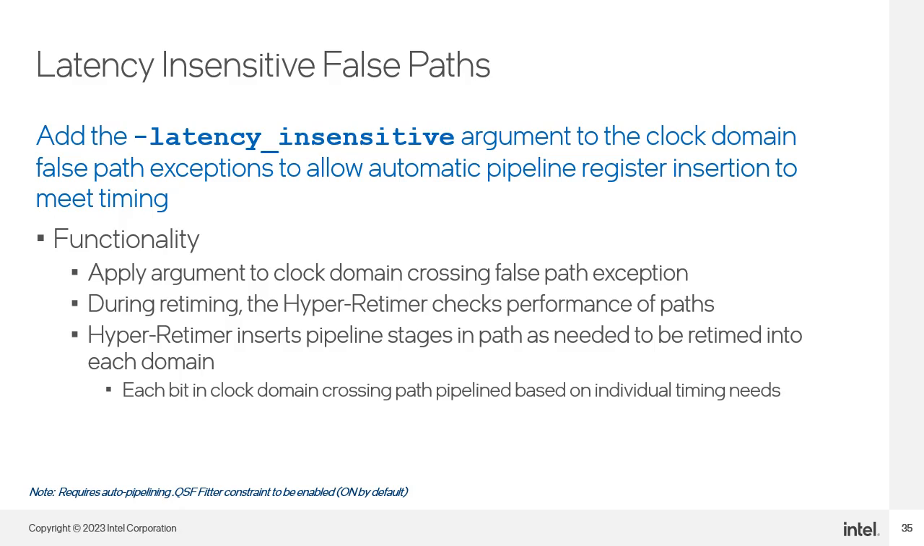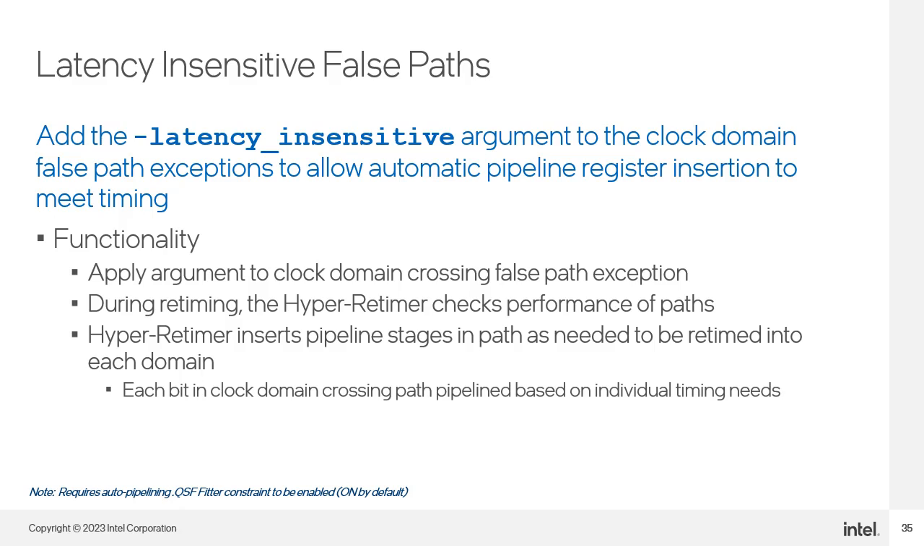Another option you have when using the false path constraint is using the latency insensitive argument. Adding this argument allows the HyperRetimer to auto-pipeline the paths to improve timing. How does this work? Well, you apply the argument to a clock domain crossing false path exception. Note, it is only valid for clock domain false paths. It provides no benefit to path-specific false paths.